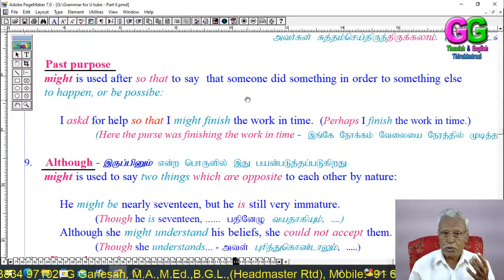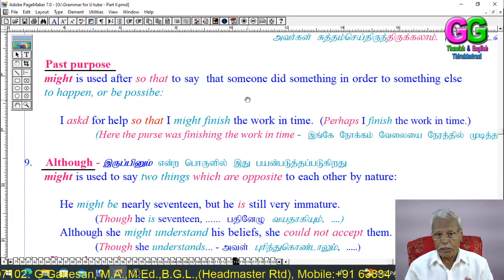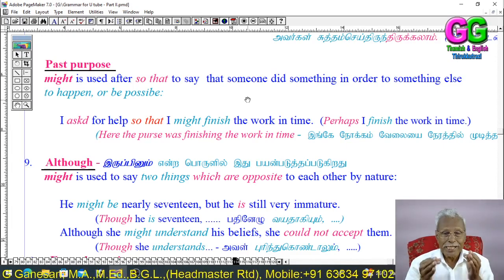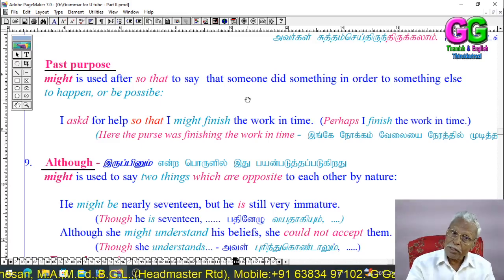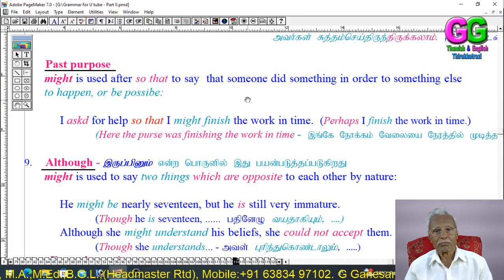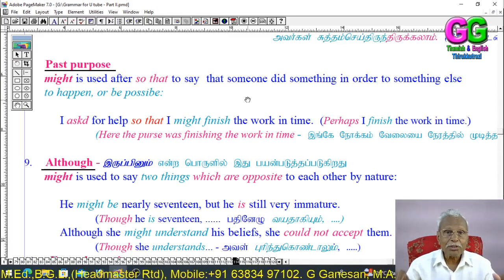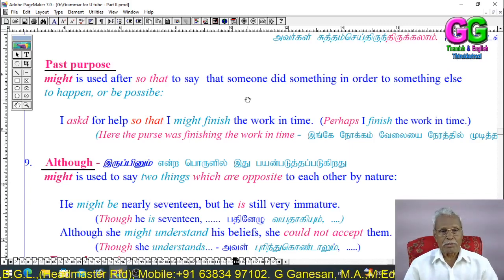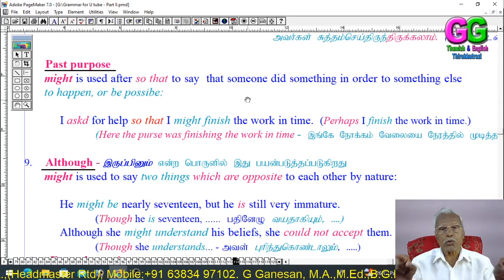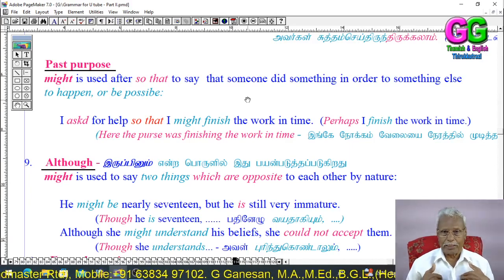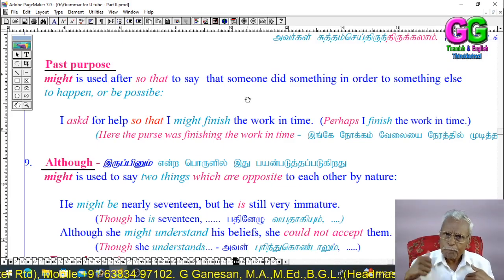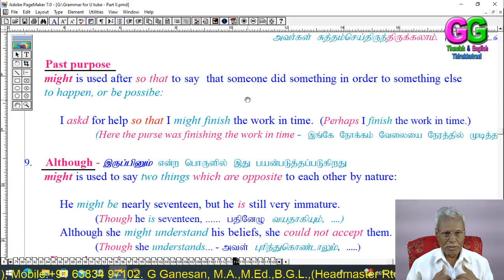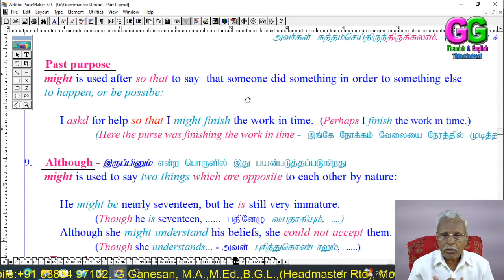Might is used after "so that" to express that someone did something in order for something else to happen or be possible. I asked for help. Why? So that I might finish the work in time.